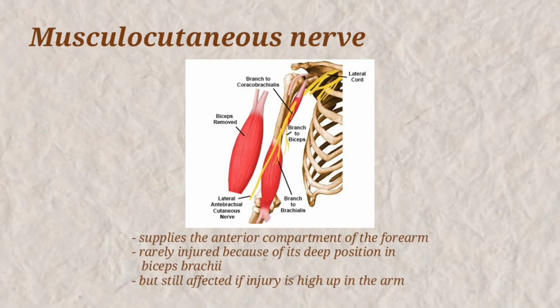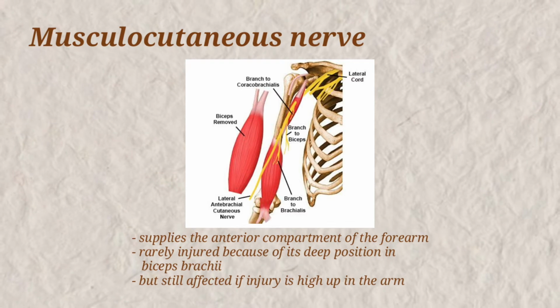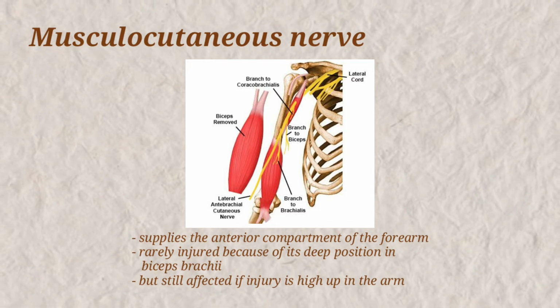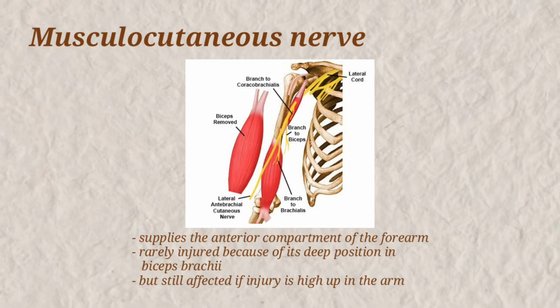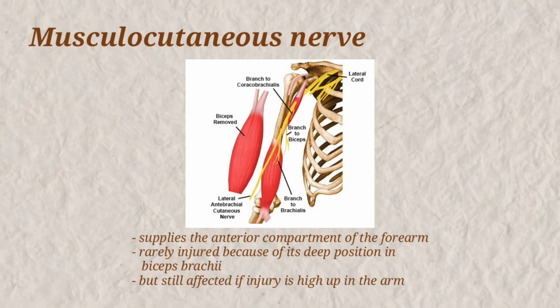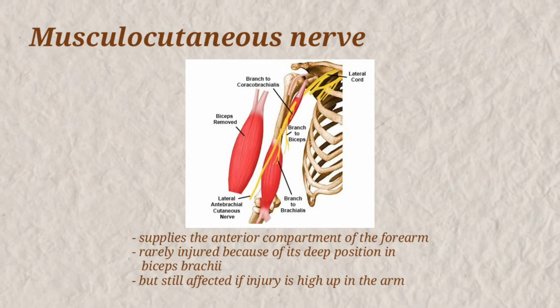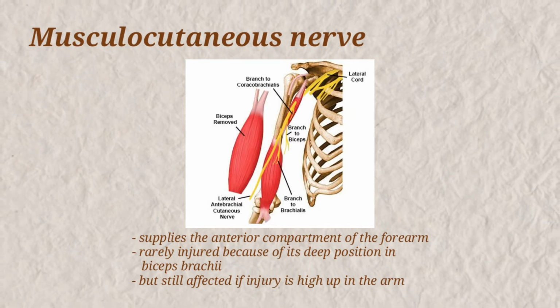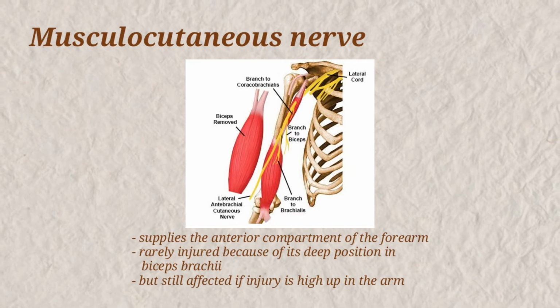It supplies the anterior compartment of the arm and is rarely injured because of its protected position deep to the biceps brachii. But if injured high up in the arm, the biceps and coracobrachialis are paralyzed. The brachialis is greatly weakened and sensation is lost along the lateral side of the forearm.